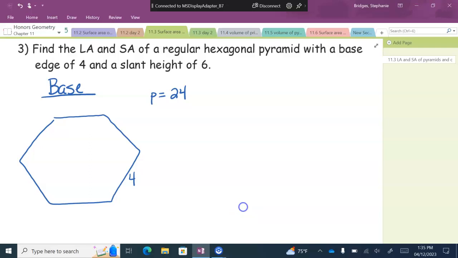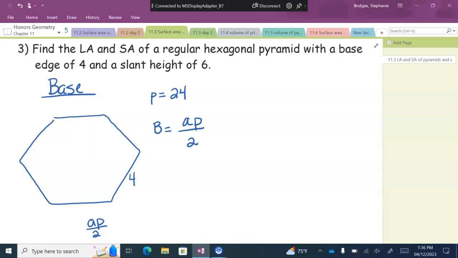But I also need to know the area of that base, right? We don't have a formula for any old hexagon, do we? But we do have a formula for a regular hexagon. Think about that. It is apothem times perimeter divided by 2. Okay, so I need to know the apothem, I need to know the perimeter, and then I need to divide that by 2. Which one of those do I already have? The perimeter. I do have the perimeter.